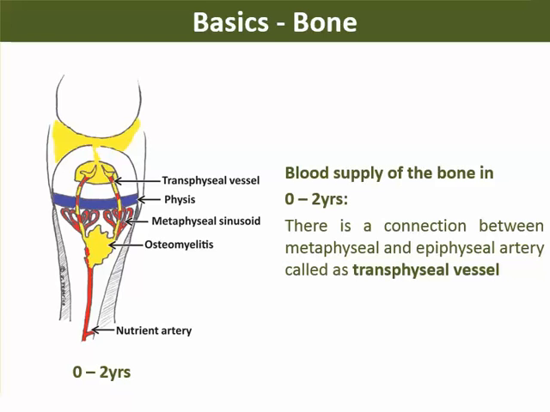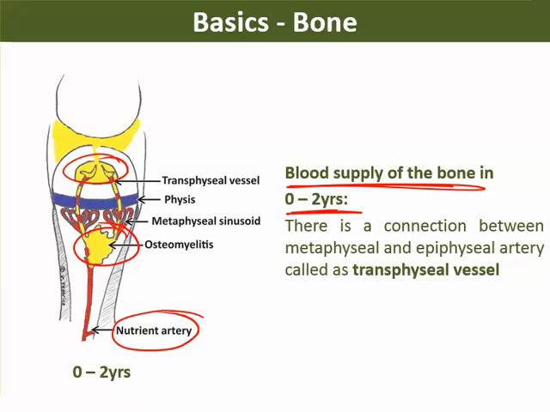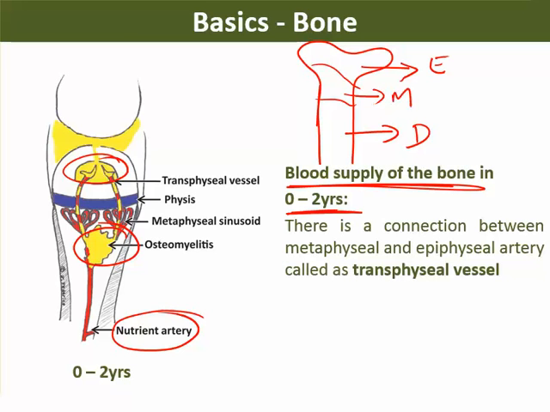Now there is blood supply to the bone. The blood supply is called nutrient artery. There is some variation in the blood supply of the bone if the baby is 0 to 2 years. There is a connection between epiphysis and metaphysis. If you take a bone, this is epiphysis, this is diaphysis, this is metaphysis. So now there is a metaphyseal blood vessel.